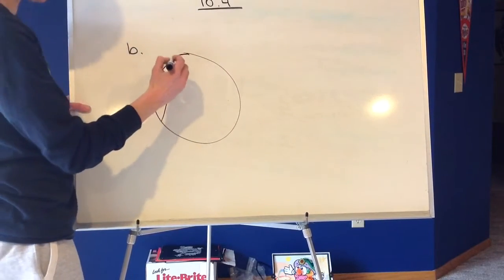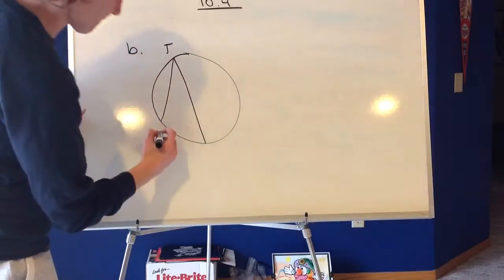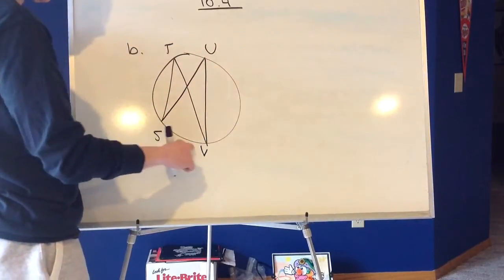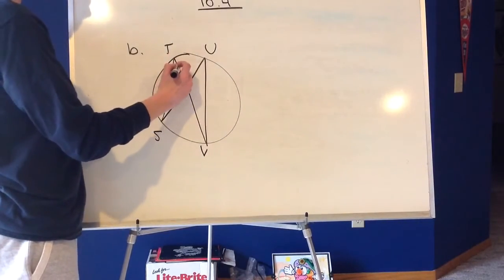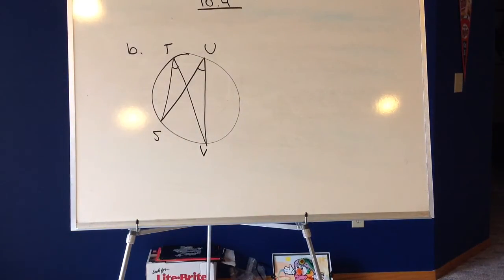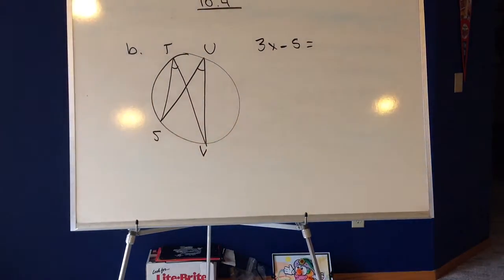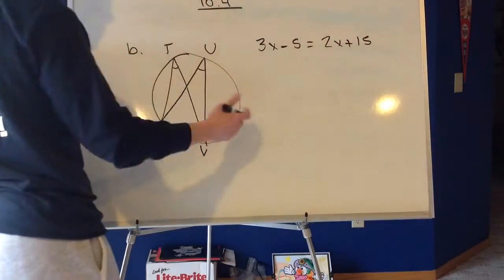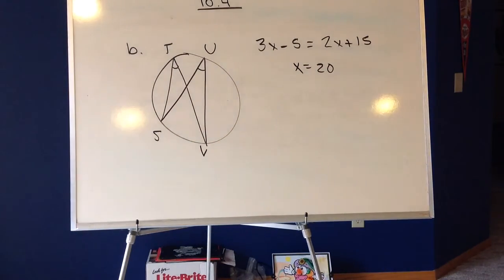If we look at B here, you'll notice you've got angle T going to arc SV. And then you'll notice you have your U that also goes to arc SV. Because they share the same arc, we can know that these two angles are congruent, so we can set them equal to each other. They tell you that T is 3x minus 5, and that U is 2x plus 15. Normal solving from here, you'd end up getting x is equal to 20 as your answer for that one.